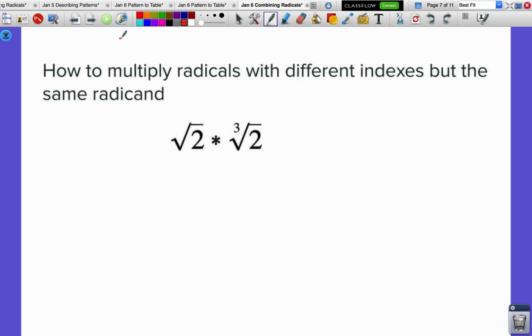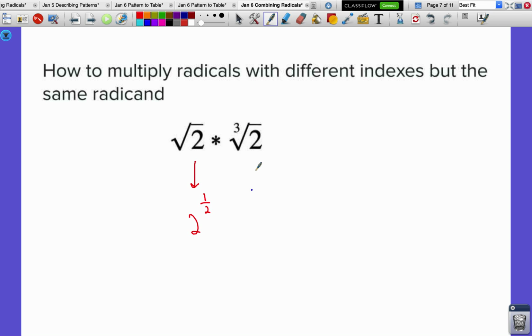All right. So what if the index is different but the radicand is the same? There is a way to still combine these, and it's to use a special property of radicals. We haven't talked about it yet, except with one of my classes, but it is the fact that the square root of 2 could be rewritten as 2 to the 1/2. These are equivalent.